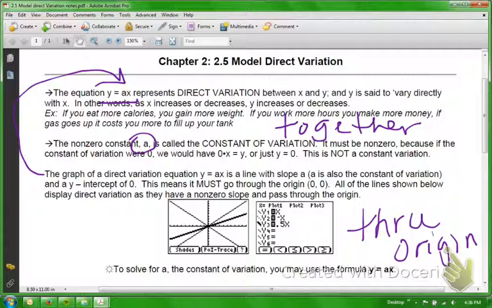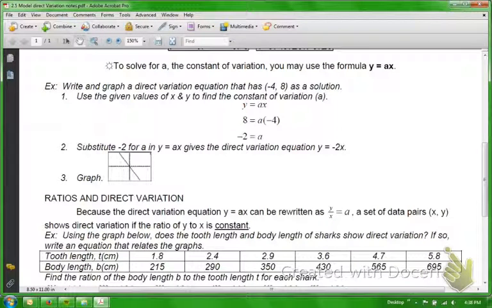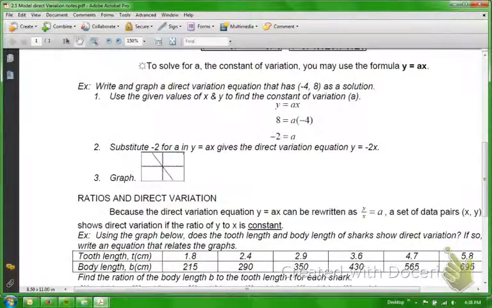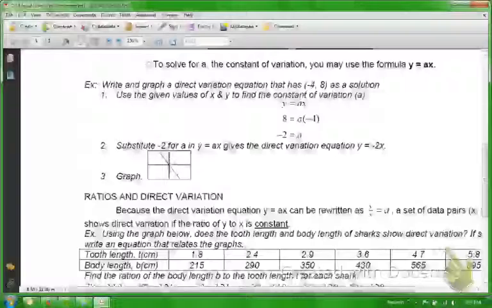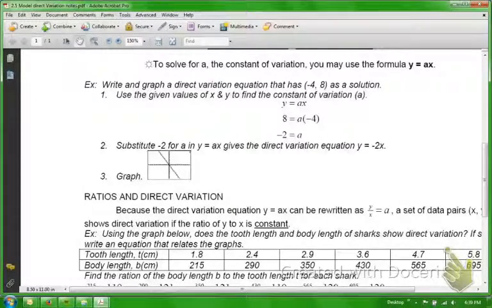So it is a line with the slope of a, and a is the constant of variation, and a y-intercept of 0. All these lines that you see right here, those are all direct variation. It can be positive or negative, just depending on what a is. Okay, so to solve for a, or to solve for the slope, the constant of variation, you use this formula, y equals ax. And it's simple, and I don't think you're going to have any trouble with it.